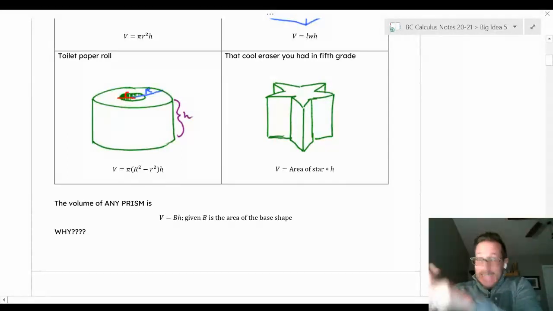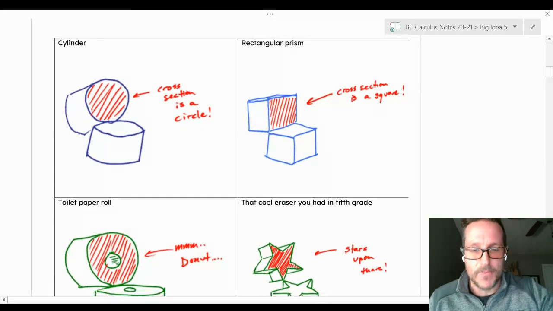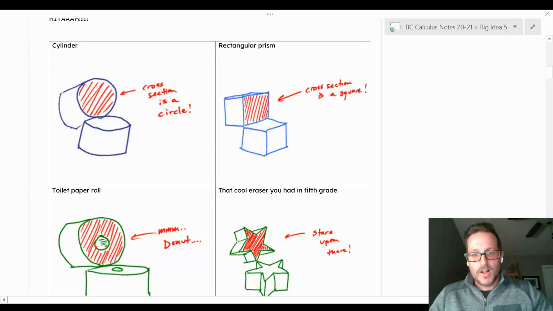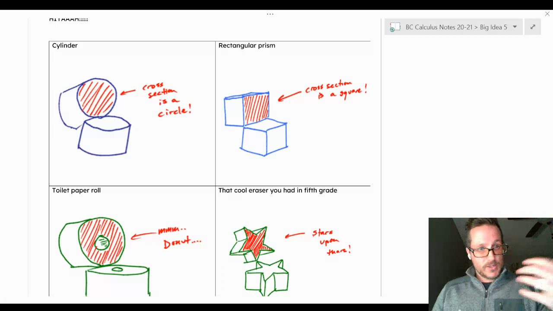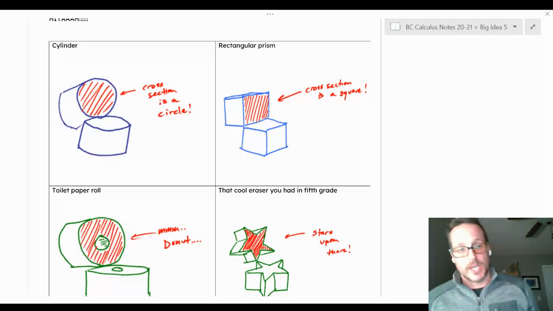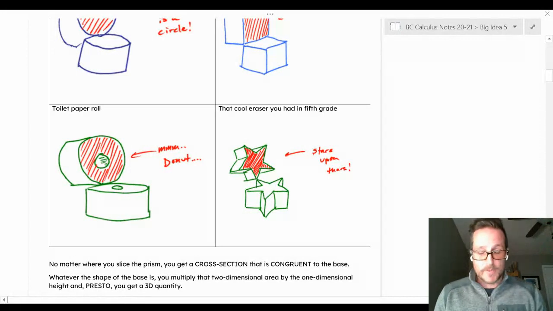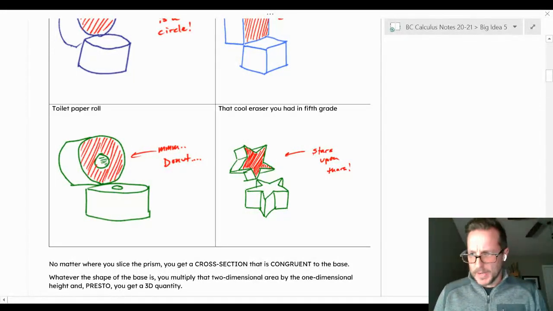We're going to look at those things and their cross sections. If you look at the cross section of any one of those prisms, you get a circle for a cylinder. You get the square, or whatever the base shape looks like. You get this donut shape in a toilet paper roll, and you get the star. Anywhere you cut parallel to the base, you get a figure congruent to the base.